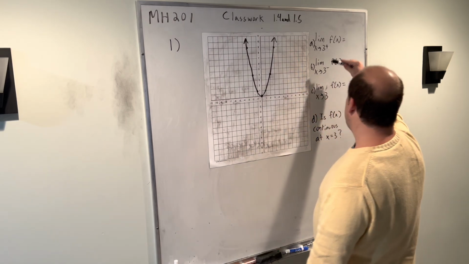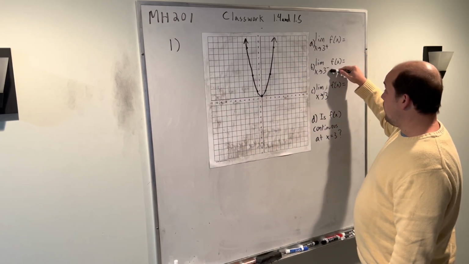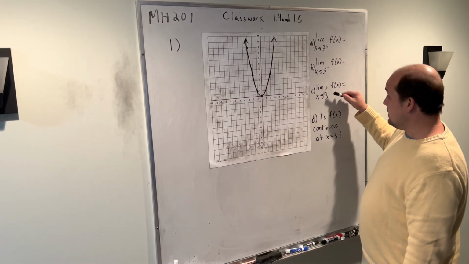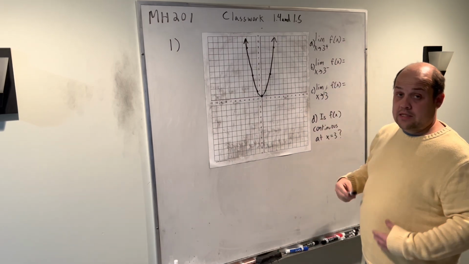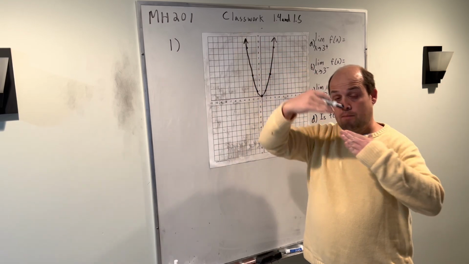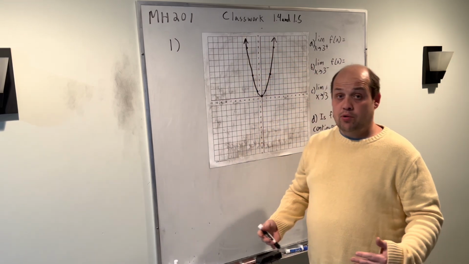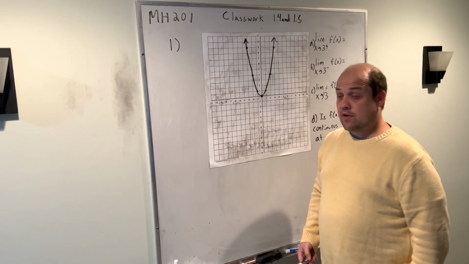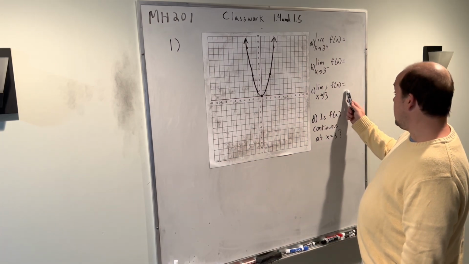If the positive and negative agree, then and only then does this limit exist. It exists at whatever number I'm approaching from both the left and the right. If I'm approaching 2 different values from the left and the right, then the limit does not exist or it's undefined.